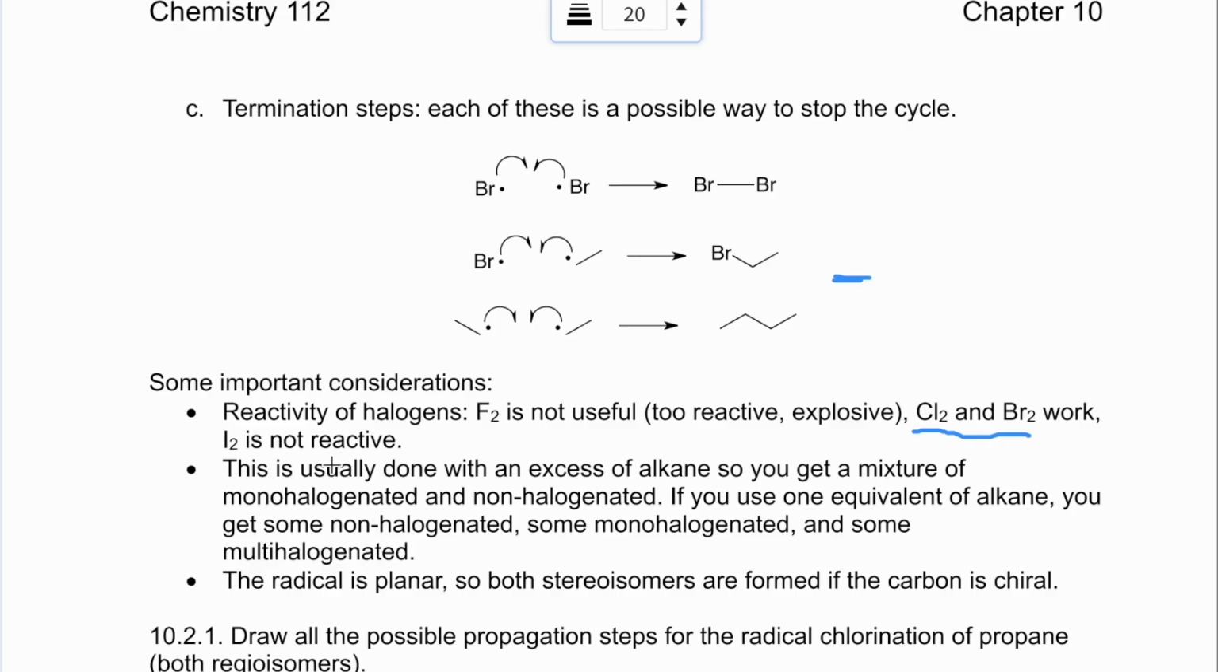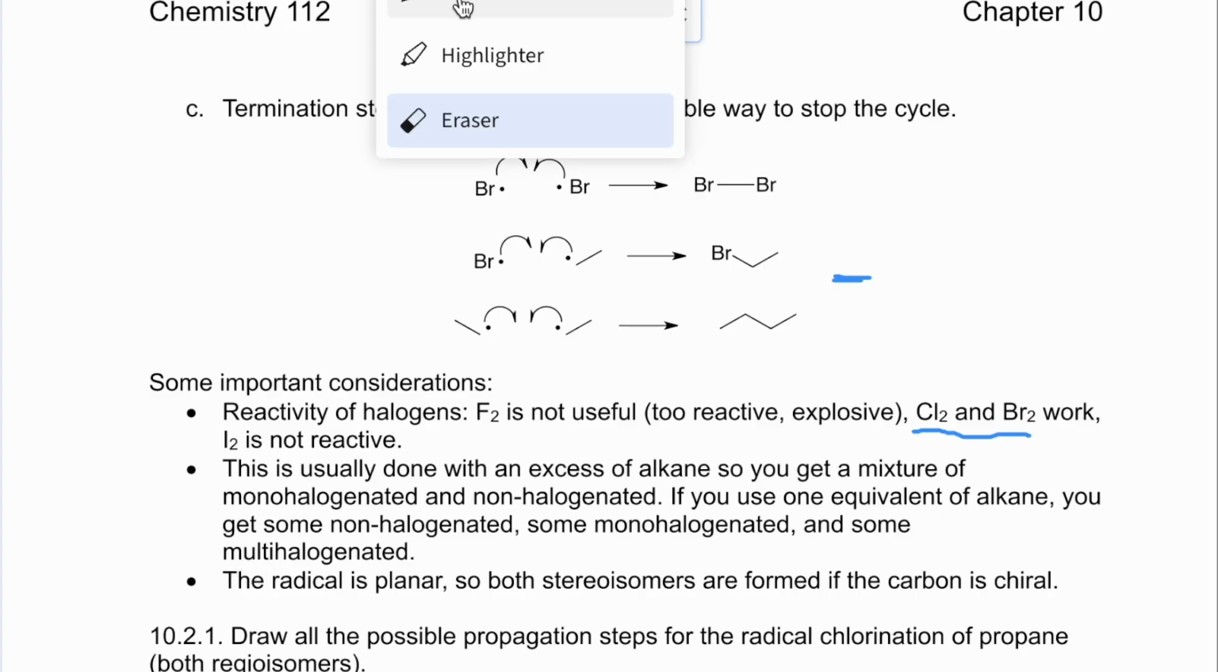So if you tried to do this on 1 mole of alkane and 1 mole of bromine, you would get a mixture of some of the alkane having many halogens on them and some of the alkanes having no halogens on them.